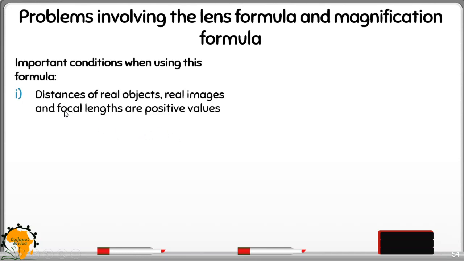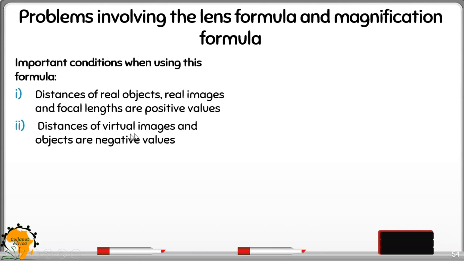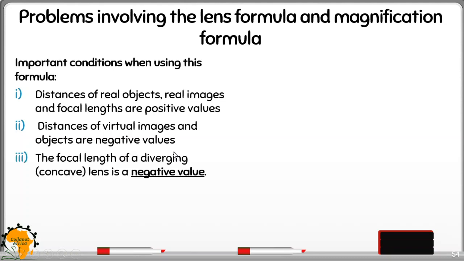We have that distance of real objects, real images, and focal length are positive values. Then when we have virtual images and virtual distances, we are going to use negative sign. Then the focal length of a diverging lens, that is concave, is negative.